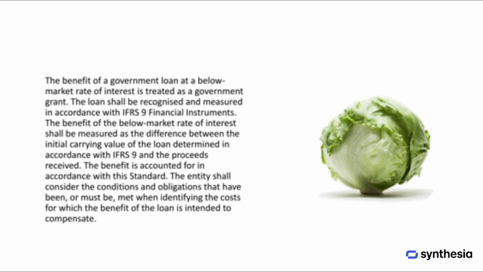When a government provides a loan with an interest rate below the market level, the benefit of this favorable rate is treated as a government grant. The loan itself is recorded and measured following the rules for financial instruments. The benefit is calculated as the difference between the loan's initial value based on those rules and the actual amount received. This benefit is then accounted for under the government grant standard. In doing so, the business should carefully consider any conditions or obligations it has met or will need to meet to determine the costs that this benefit is intended to cover.